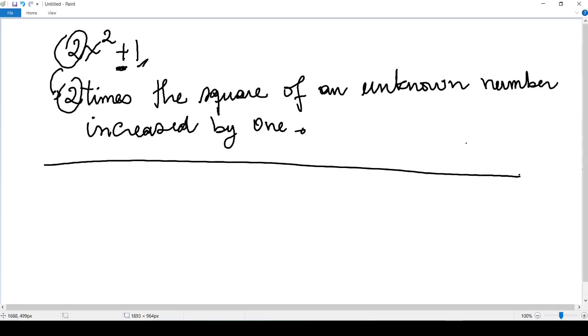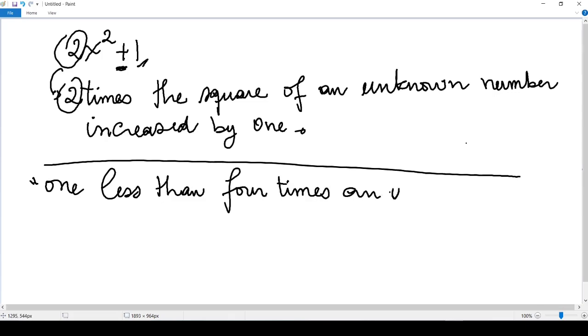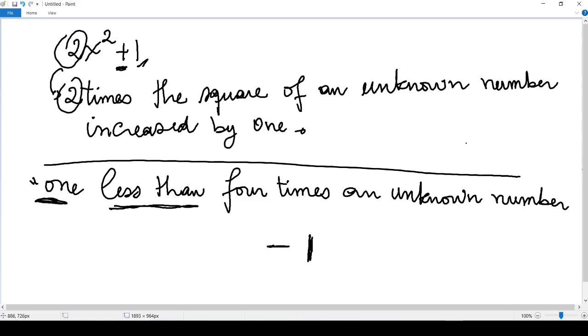Okay, another one. Let's translate to an algebraic expression the following. 1 less than 4 times an unknown number. Okay, it says 1, that's 1 less than. Okay, so we are subtracting 1 from something. Now from what? 4 times an unknown number. So 4 times an unknown number. So my final answer is this.